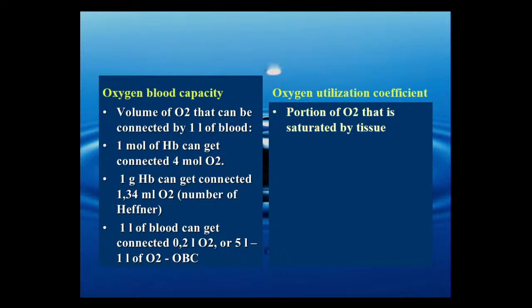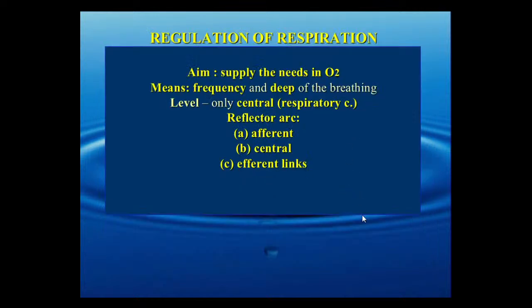The highest ability to saturate oxygen we can meet in the heart. Actually, this coefficient is higher in tissues where we have higher intensity of metabolism, because in this case more oxygen is needed by these tissues. But I repeat again, the highest utilization coefficient, oxygen utilization coefficient, we have in the heart.